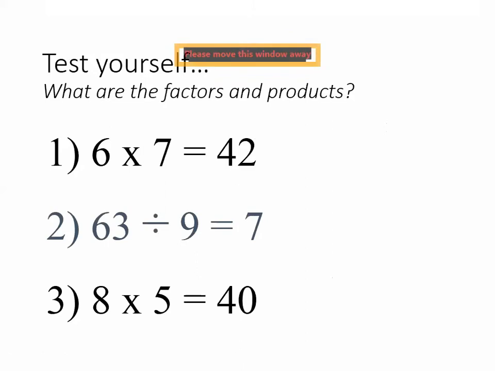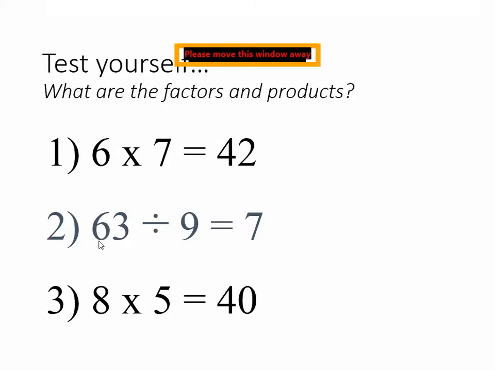Okay, now test yourself. What are the factors and the product? If we observe number 1, 6 multiplied by 7 is equal to 42. It means 7 sixes are 42. So 42 is the product and 7 and 6 are the factors of 42. By multiplying 6 and 7 together, we make the product, and the product is 42.